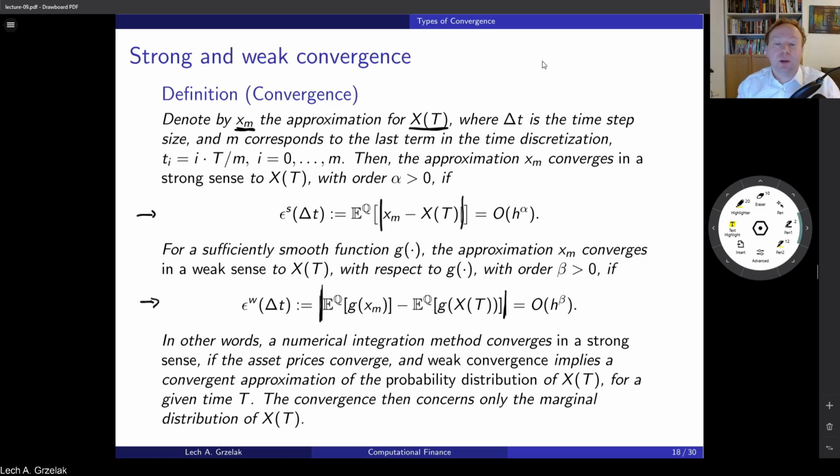How to think about it? I will give you a small example. Suppose we have our approximation xm, which has three realizations. xm1 is 1. We have xm2 is 2. xm3 is equal to 3. So you see that at point m, the final time step, we have three paths. We have a path with value 1, 2, and 3.